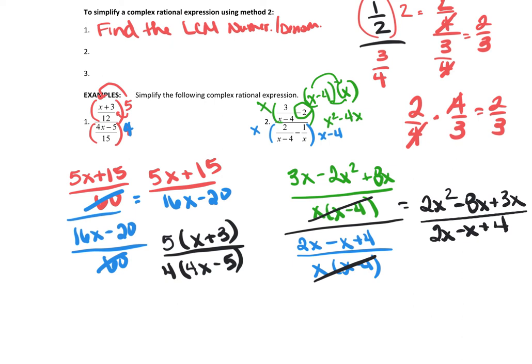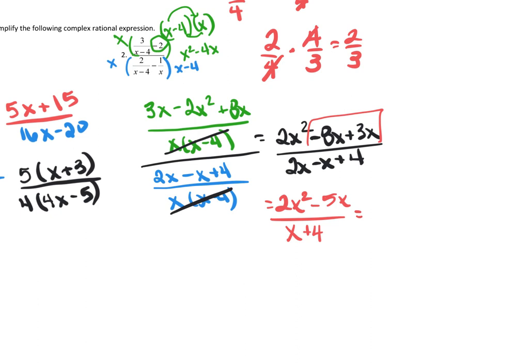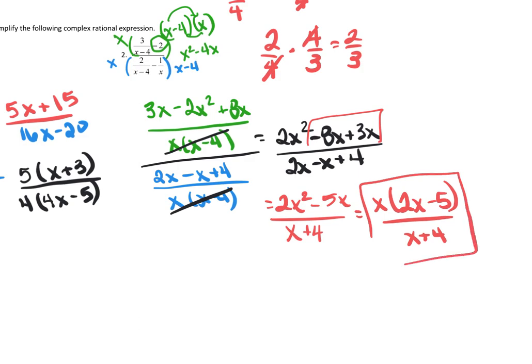So I'm cleaning things up. These will clean up nicely. So this is equal to 2x squared minus 5x over, you have a 2x minus x is an x, right? Plus 4. If we can clean up anything else, we will. Notice that 2x squared and negative 5x have an x in common, so I'll pull it out. So I'm left with 2x minus 5 over x plus 4. Here is the final simplified answer of this.